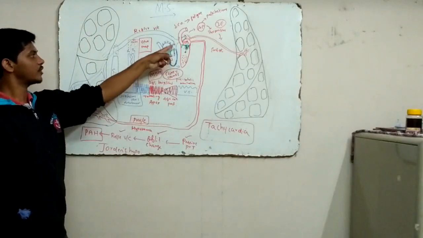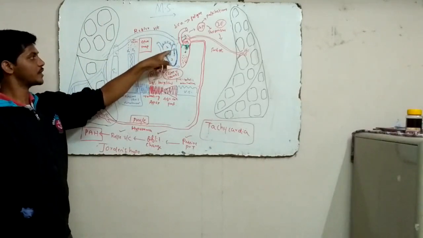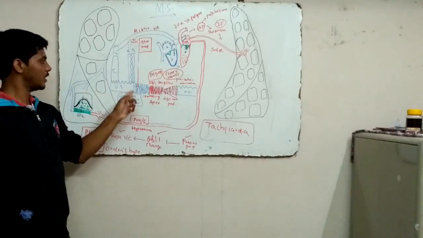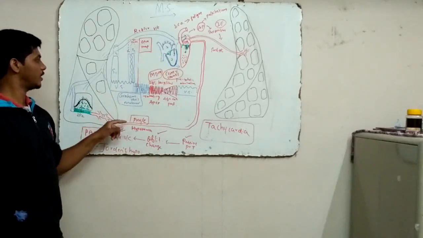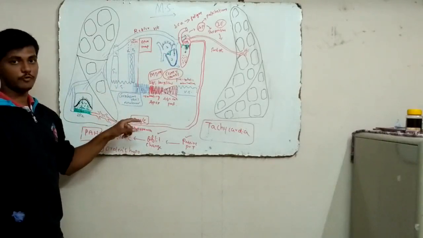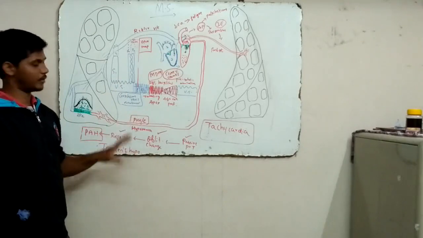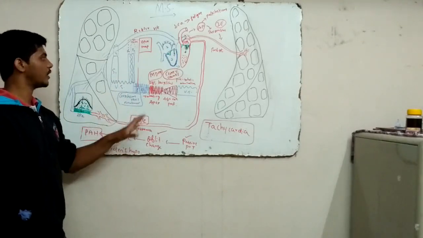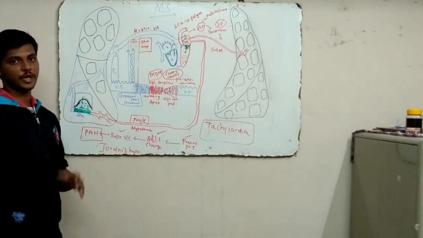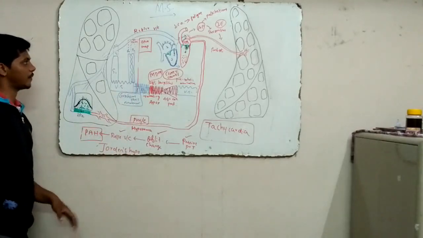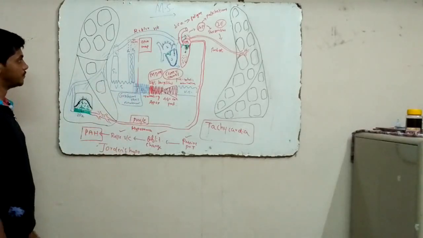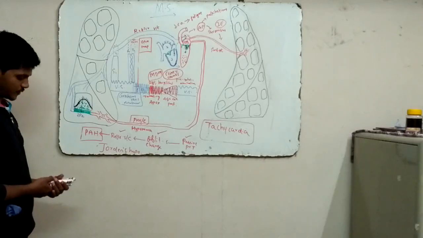And when pulmonary arterial hypertension develops, it produces regurgitation of blood in early diastole, and a regurgitant murmur is heard. It is a high-pitched blowing murmur called Graham-Steell murmur, heard at the second intercostal space, left parasternal area, or the pulmonary area. So this is about the heart sounds in mitral stenosis.